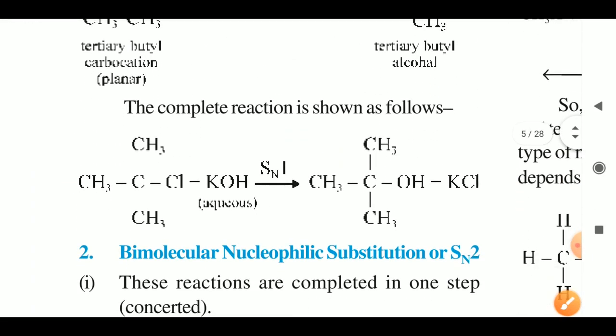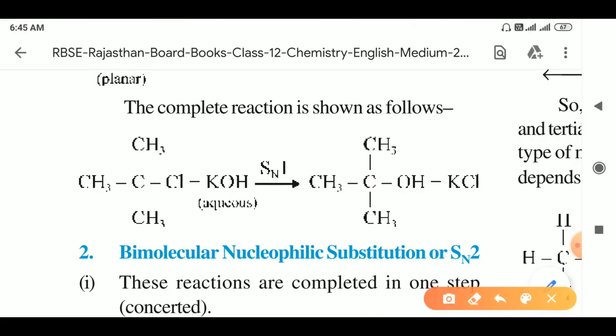Now that is the overall reaction, where (CH3)3CCl reacts with KOH and KCl is removed. Here OH minus attacks the carbocation, and this carbocation forms tertiary butyl alcohol.